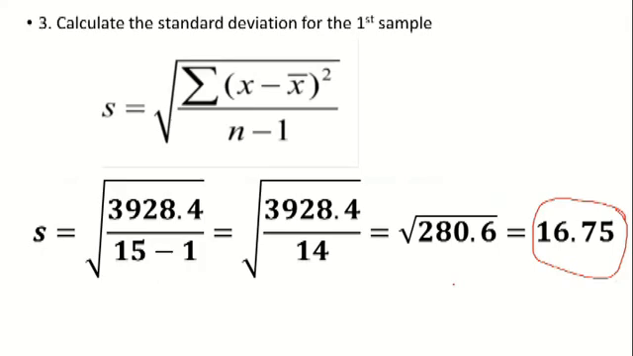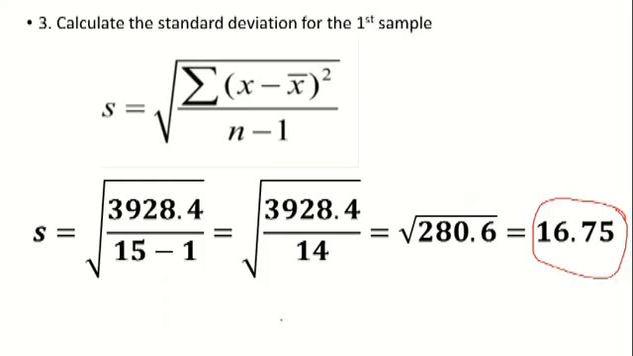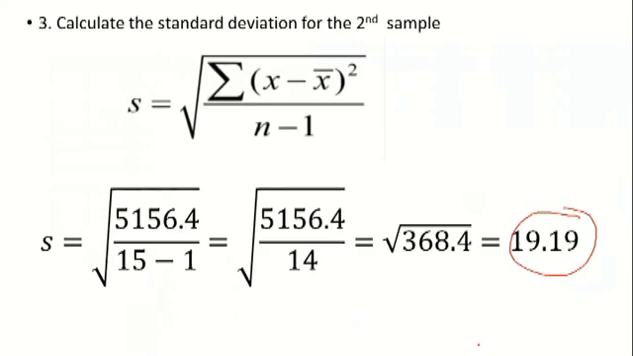And how do you calculate the standard deviation? You do the summation of this column where we have (x minus x bar) squared. You do the summation down here, the summation down there, and the summation here. So you calculate the standard deviation for each sample. So the standard deviation for the first sample is 16.75, and the standard deviation for the second sample is 19.19.